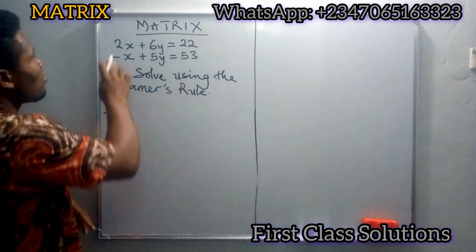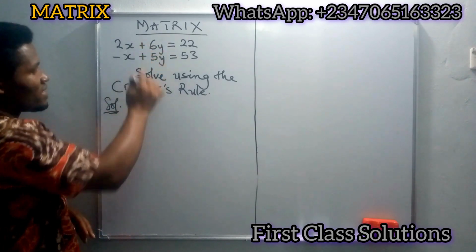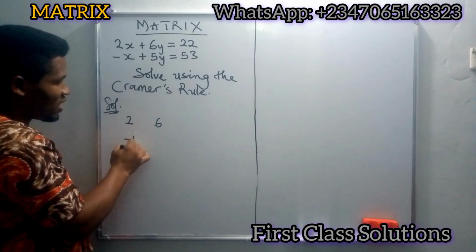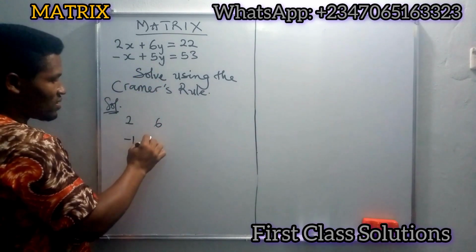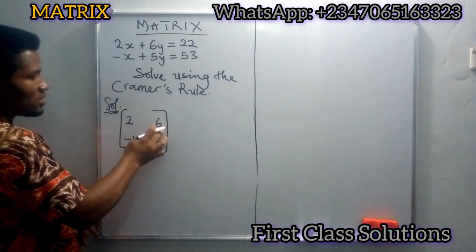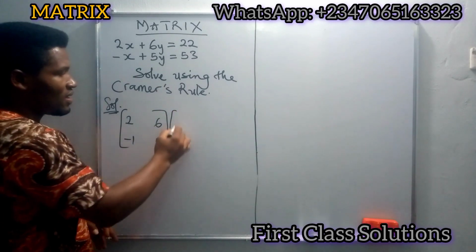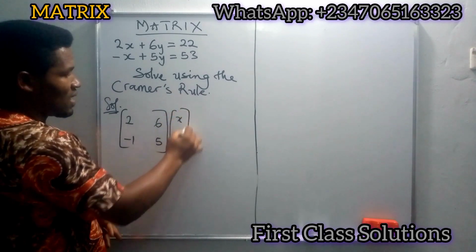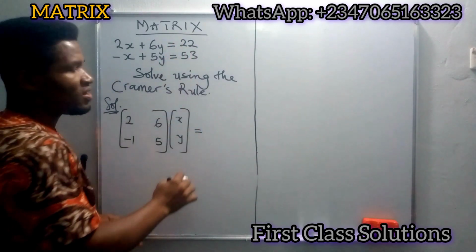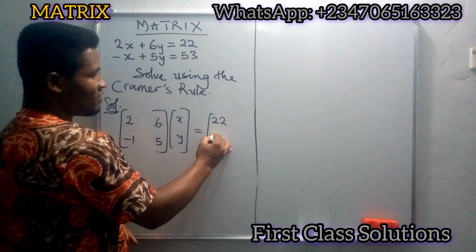To form that matrix, the coefficient of x here is 2, the coefficient of y here is 6, the coefficient of x here is minus 1, and the coefficient of y here is 5. So what do we have? We have 2, 6, minus 1, and 5. And what we are looking for, the unknowns x and y, are equal to the constants we have here, being the solution values 22 and 53.